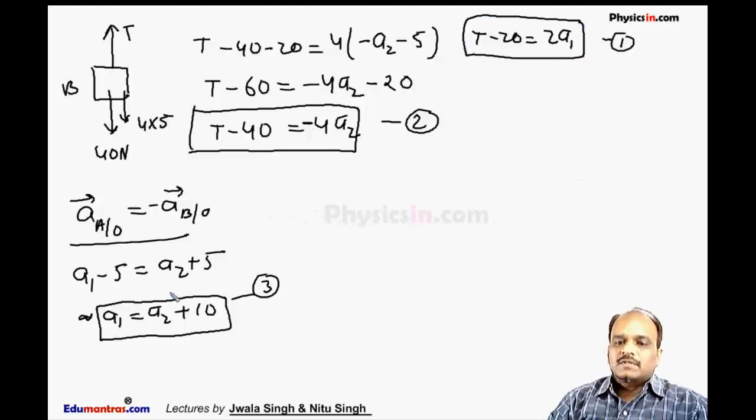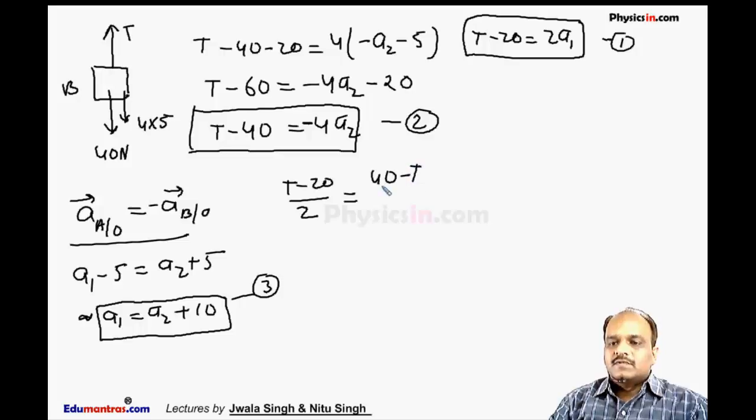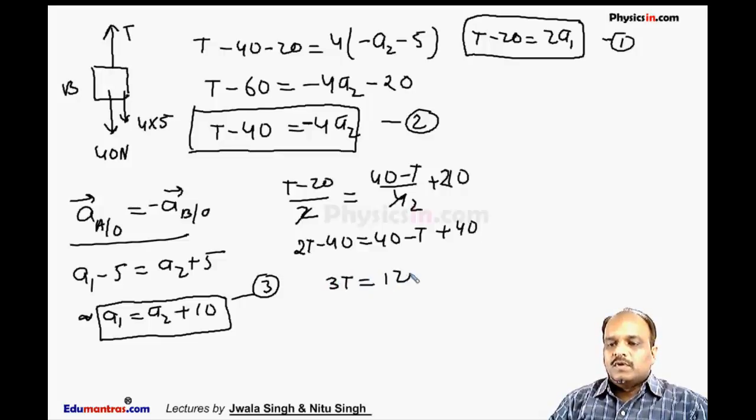From the first, second and third equations, we can say a1 is T minus 20 divided by 2, which is equal to a2, where a2 means 40 minus T divided by 4, plus 10. So this becomes 2 and this becomes 20. So from here we get 2T minus 40 is equal to 40 minus T plus 40. So 3T is equal to 120, or T is equal to 40 Newton. So the tension in this string is 40 Newton.